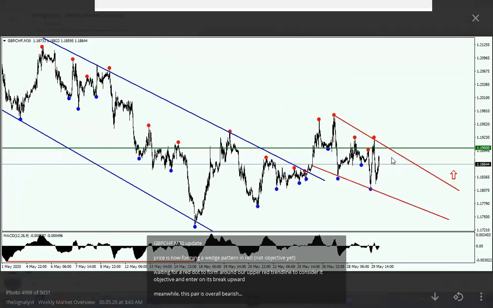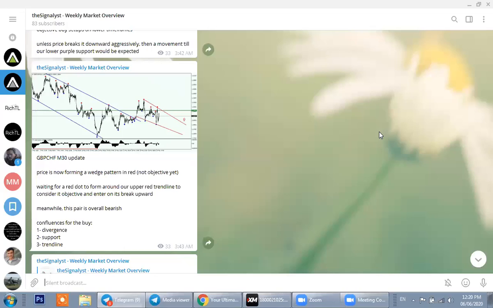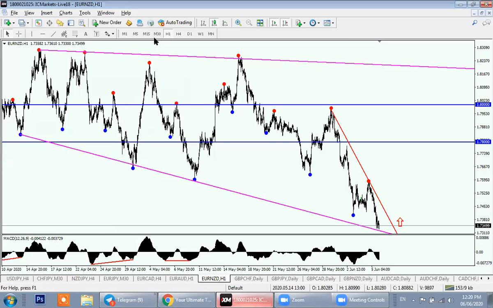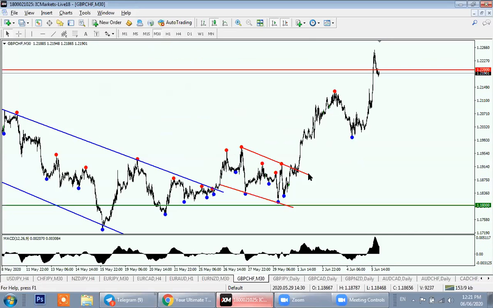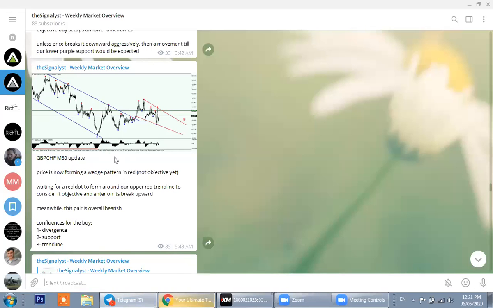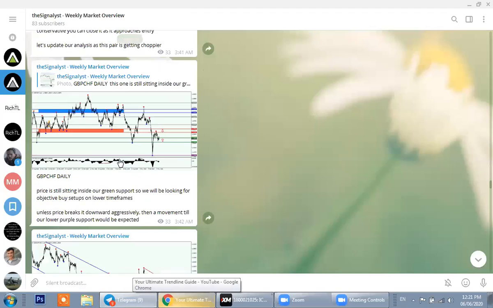We were waiting for a new swing to form around our upper red trend line to consider it objective, and then enter on its break upwards, which didn't happen. As you can see here from M30, price didn't form a new swing around it, so we missed this buy. But as usual, it's okay. Let's delete our lines. So from M30 perspective, we are done.